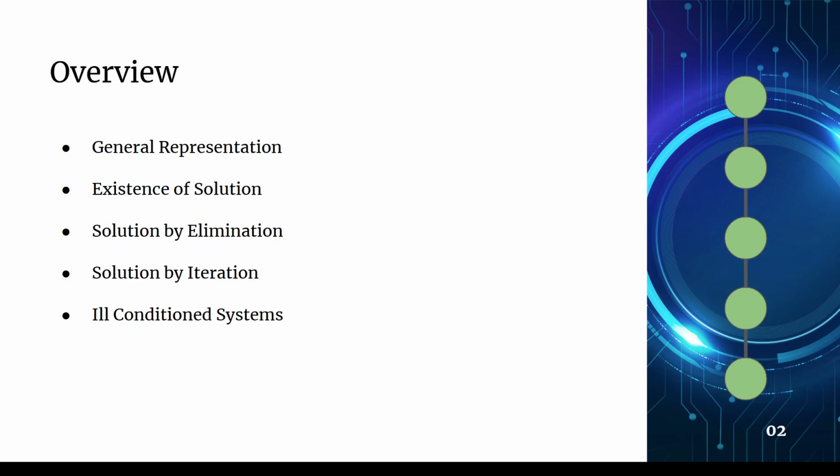In this slide, overall the discussion is about what is the general representation for a system of linear equations. To discuss whether a solution exists or not, then we will get to know about two types of finding solutions, one by elimination and the other by iteration. And lastly we will learn about ill-conditioned systems, where we will try to recollect some of our old memories, where we will also talk a little about matrix inversion.